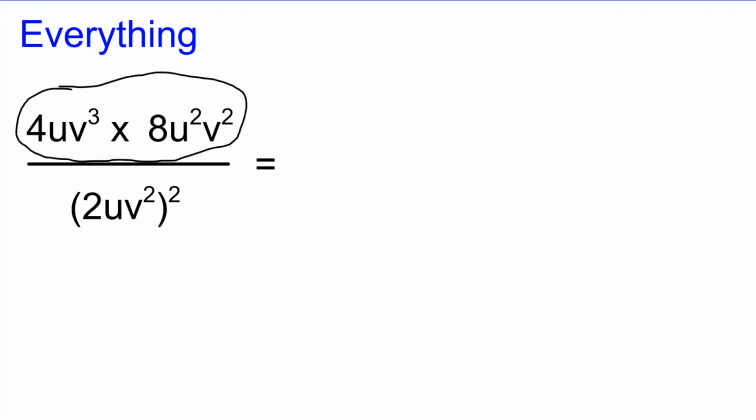So for the numerator, this is the same type of problem as the first one we saw with the product rule. So our top's going to be 4 times 8, which is 32. So that's our number at the top. And then we have u to the power of 1 multiplied by u to the power of 2. So we're going to add the exponents and get u to the power of 3. And then we have v to the power of 3 multiplied by v to the power of 2. So we're going to get v to the power of 5 by adding the exponents. So that's the entire top covered already.